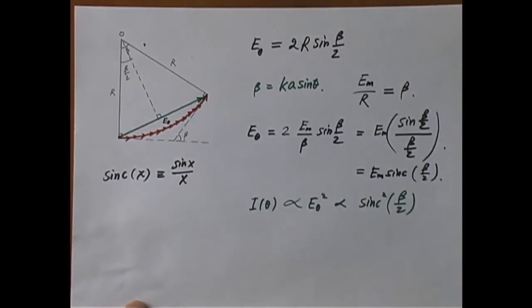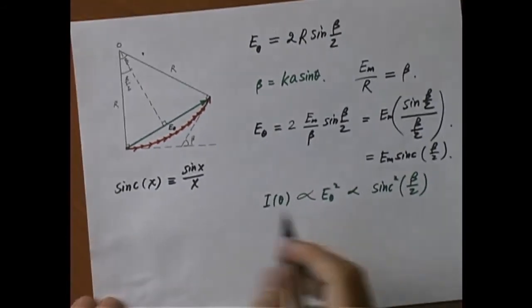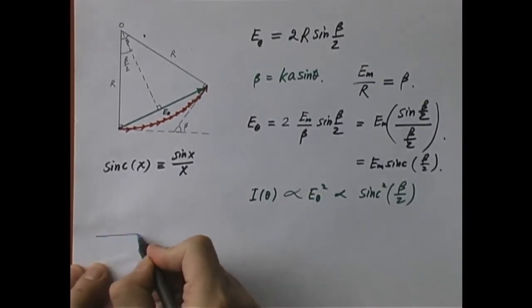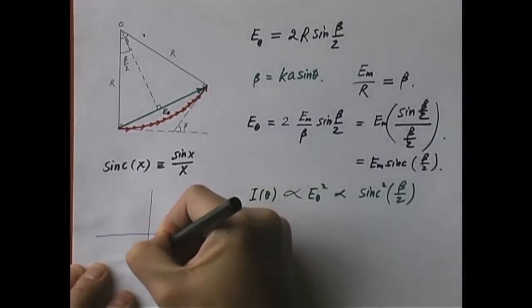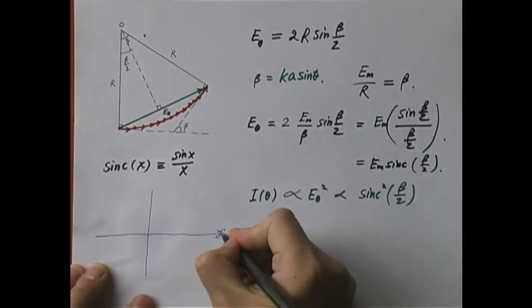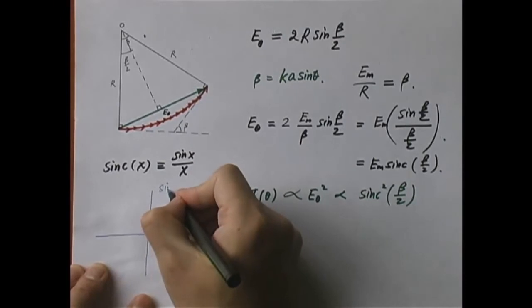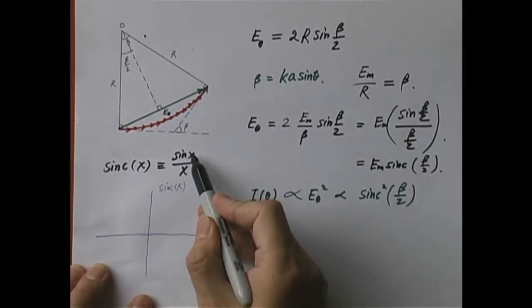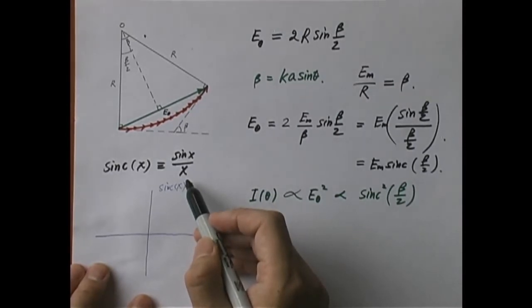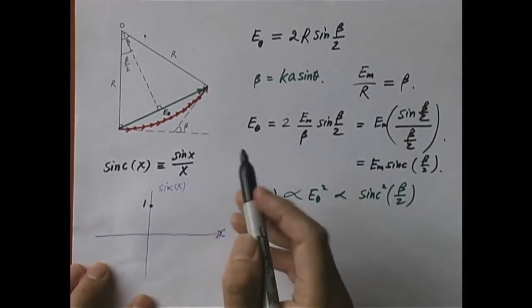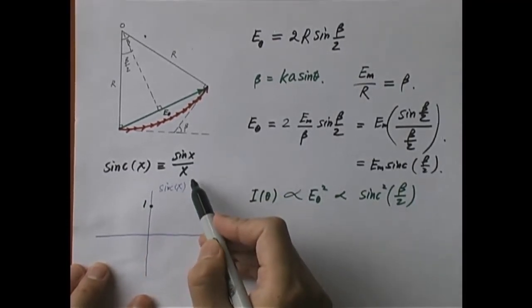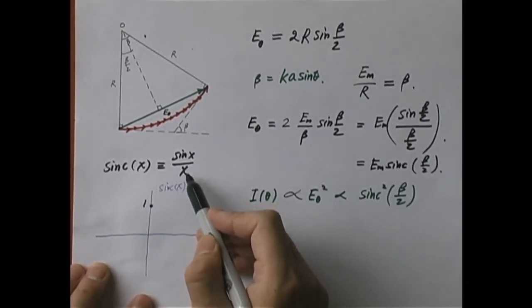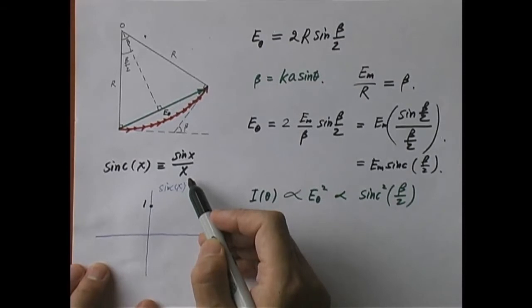The sinc function, as you may have already studied in your math class, looks like this. Here is x, and here is sinc x, which is sine x over x. Now, at x equal to 0, you have sine 0 over 0. You know the limit of sine x over x when x approaches 0? That is 1, so that's 1 right here. Now, this is also an even function because both sine x and x are odd functions, so you divide one by the other, it's an even function.